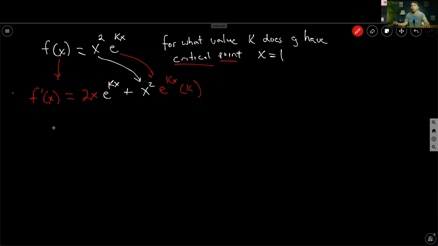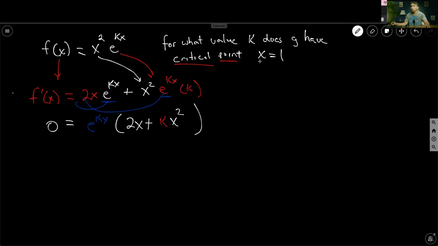Okay. And now, to clean things up, I'm going to factor out this e to the kx because it's in both terms. So I'm going to pull that in front. So I have e to the kx out in front, and what's left over is 2x plus kx squared. Okay. And now we need a critical point at x equals 1. Well, the critical point only occurs when this is equal to 0. So let's set it equal to 0.